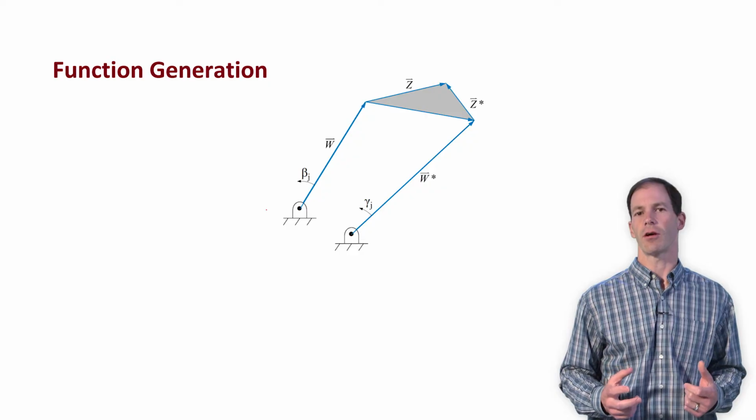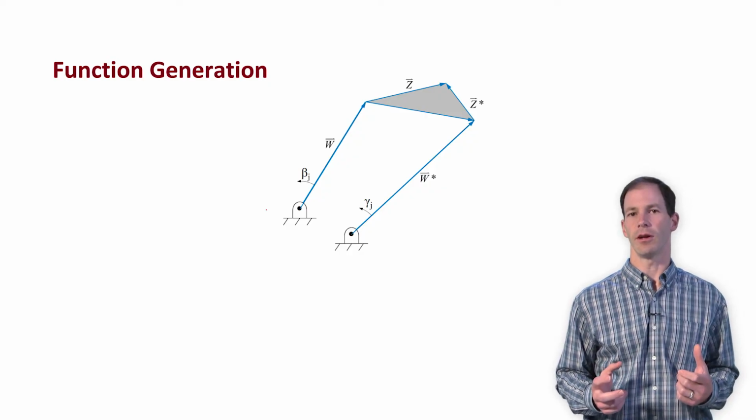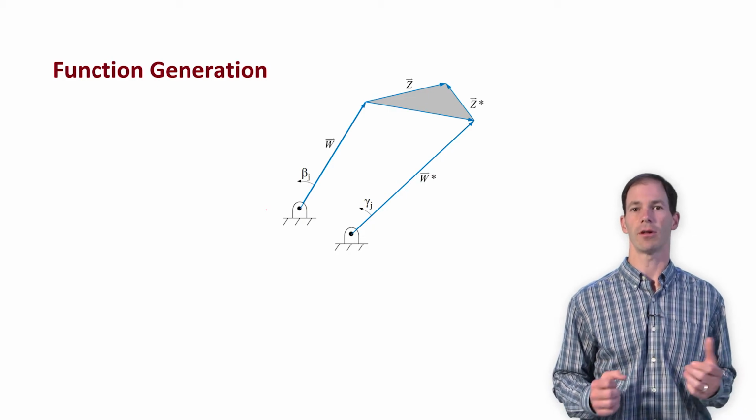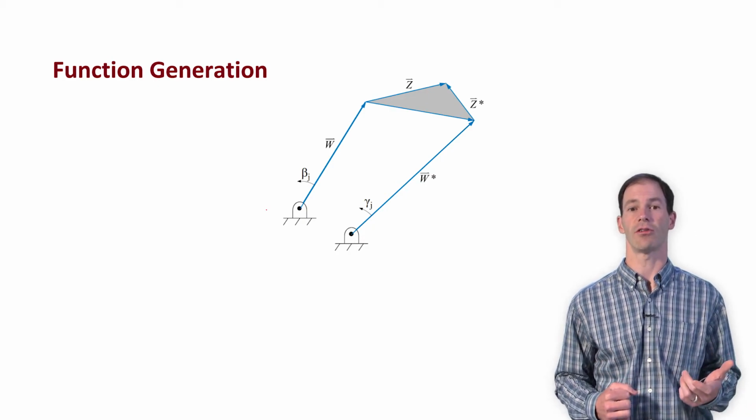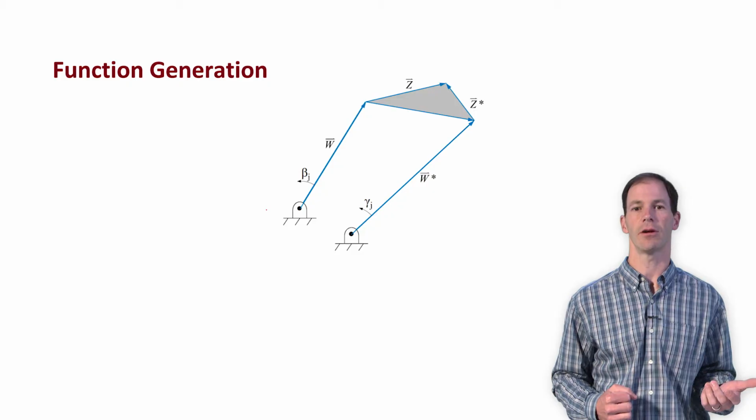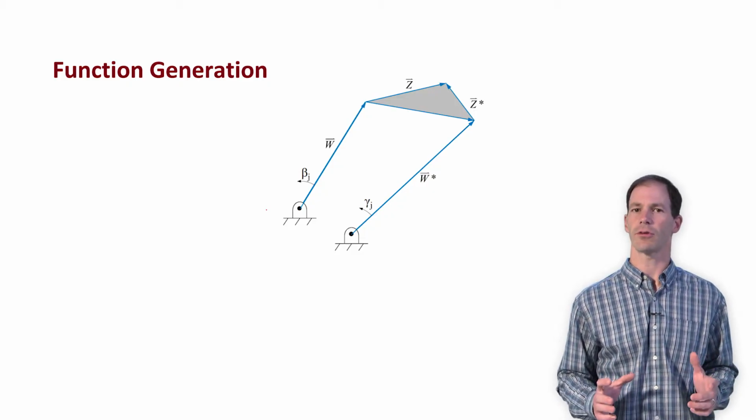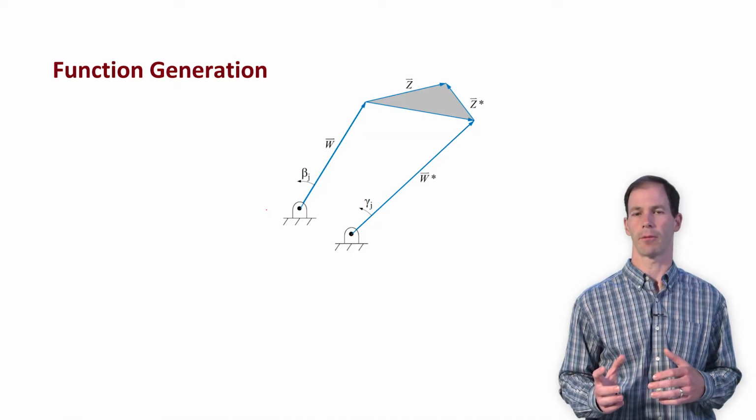Now, in a function generator, recall that all that we're interested in is coordinating the rotation of my input with the rotation of the output. So the input link and the output link. In other words, the rotation beta, which is the rotation of the W vector, and the rotation gamma, which is the rotation of the W star vector. That's all I'm concerned about. I don't care about what the shape of my coupler is.